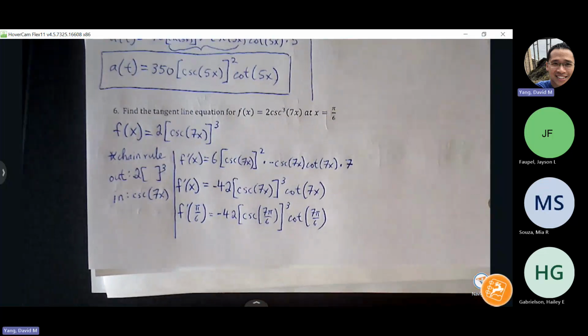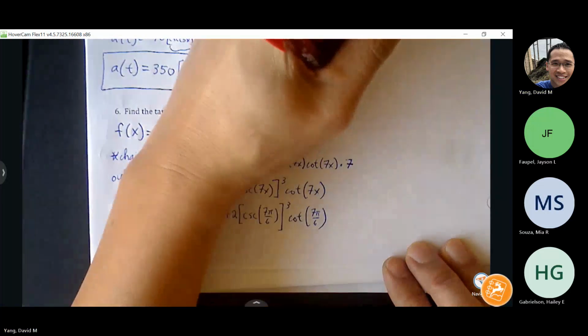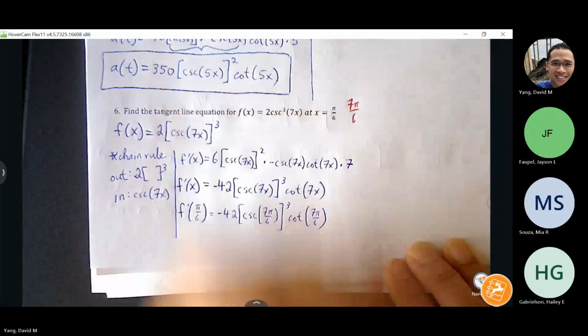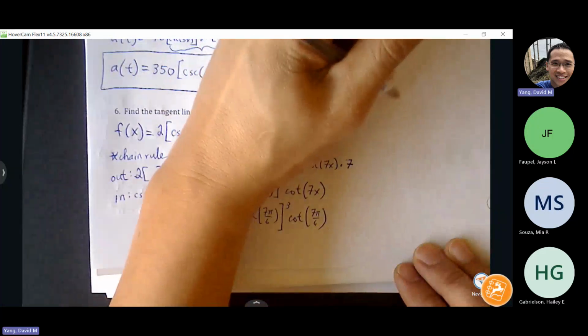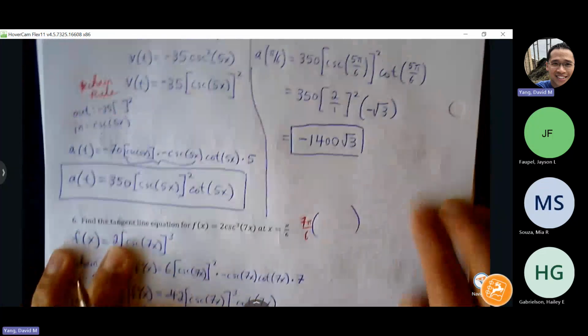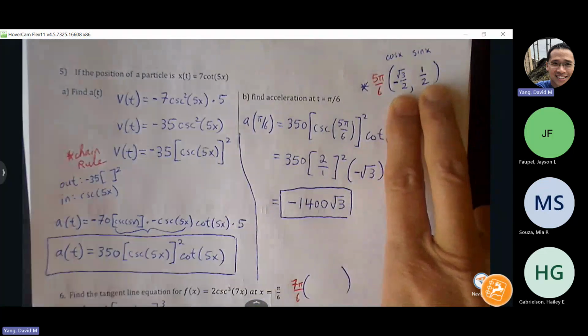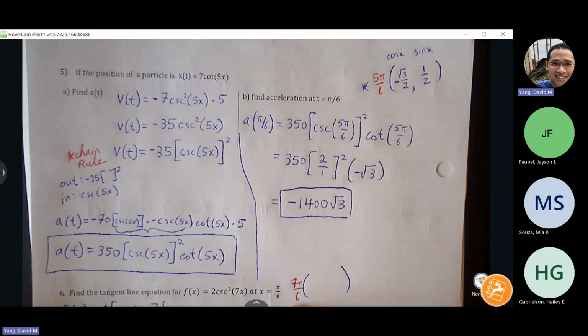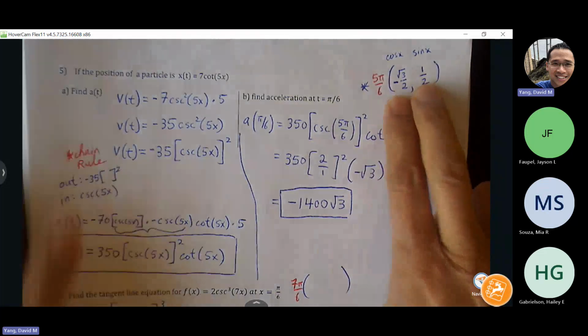Okay, if we think about 7 pi over 6, we know it's going to be in that pi over 6 family, just like how we saw above. It's just the signs are different, right? Third quadrant, 7 pi over 6, so both the x and y are negative.